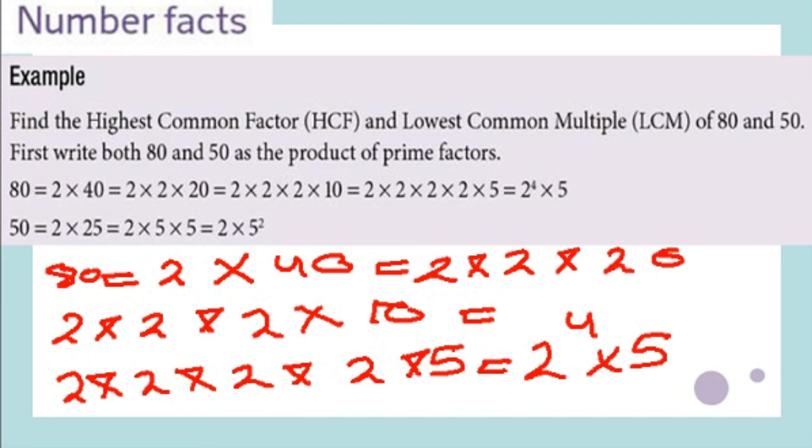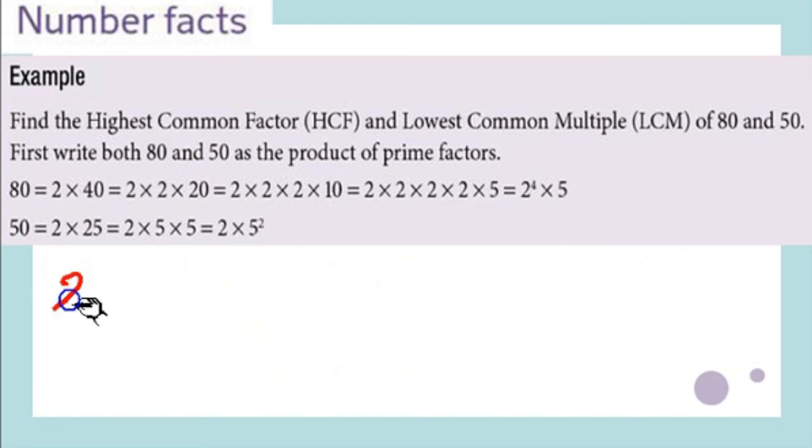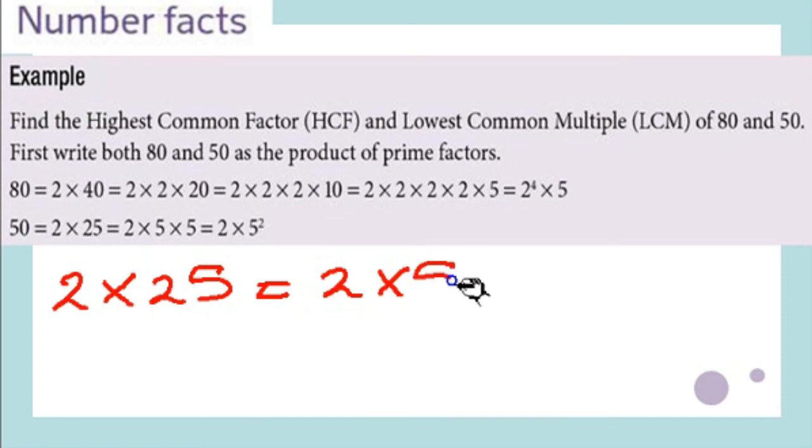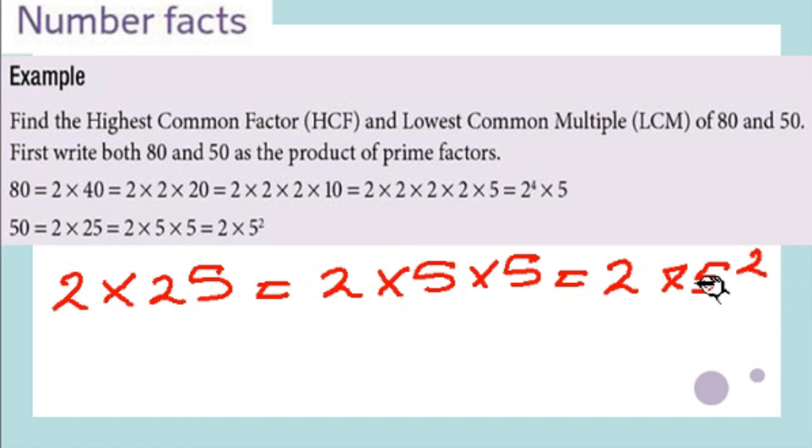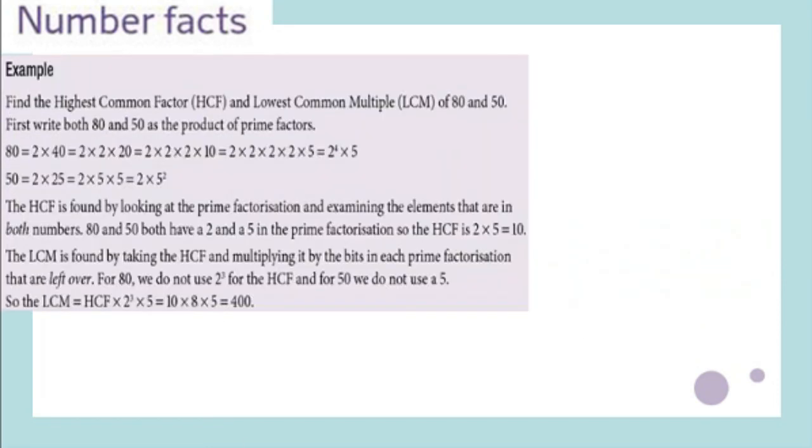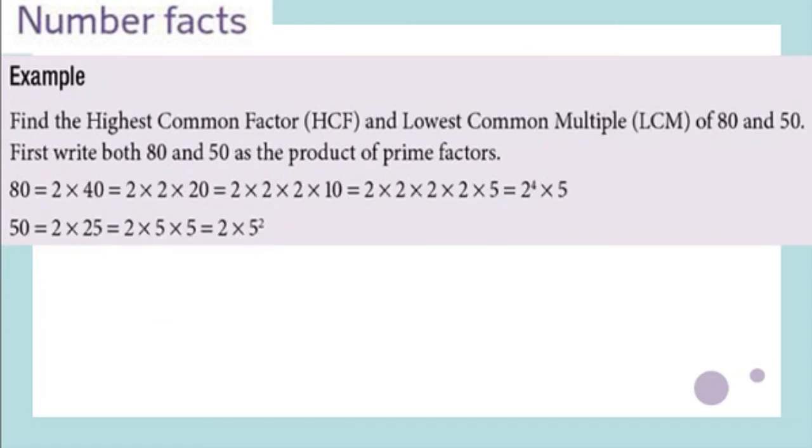Let's go to 50. 50 means 2 by 25, and 25 means 5 by 5. So it will be 2 by 5 power 2. How many 5s here? Two, 5 power 2. How do we get the highest common factor? I made an explanation here for you so you can understand what just happened. Okay, here, let's go back. You don't have to confuse yourself here.